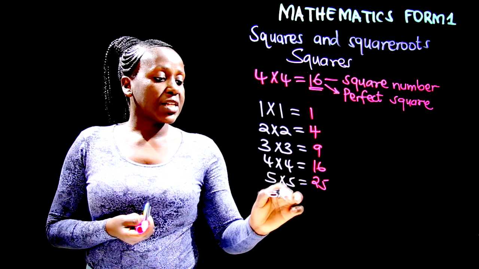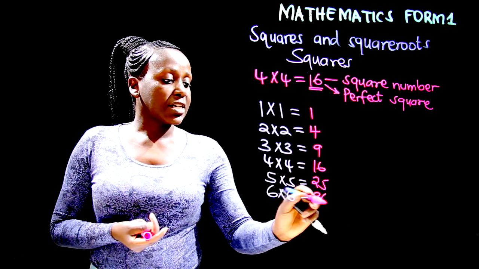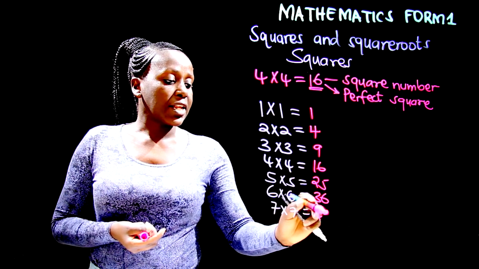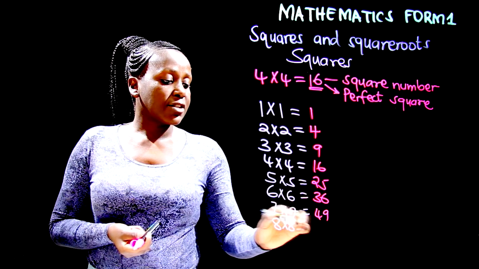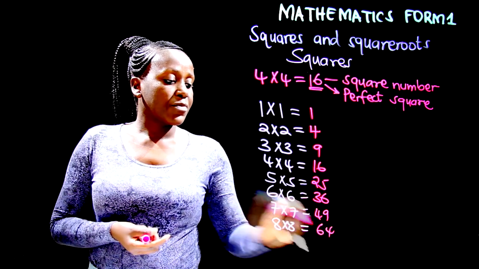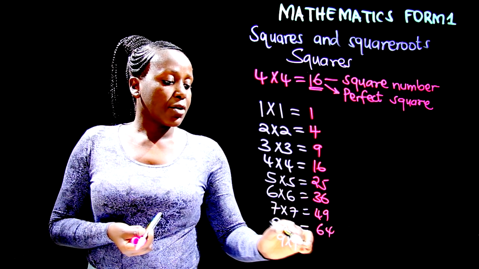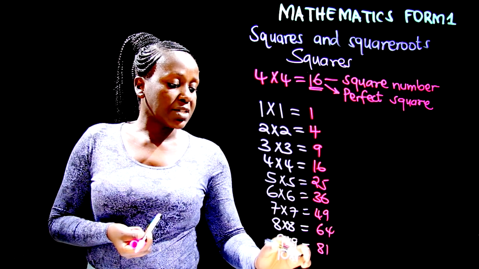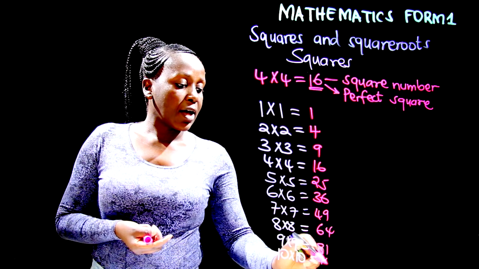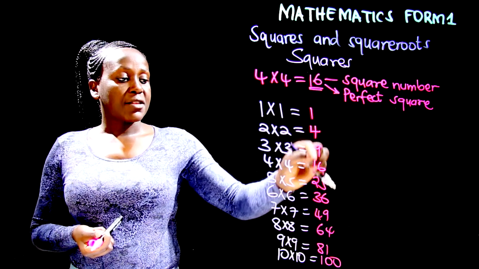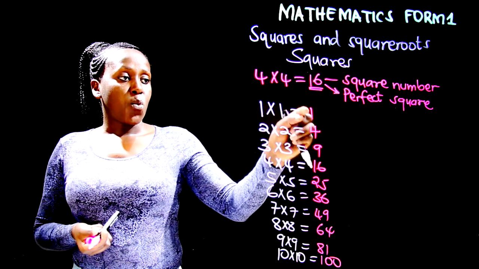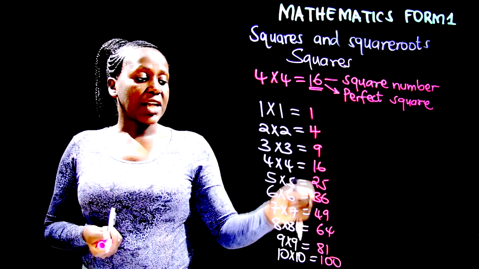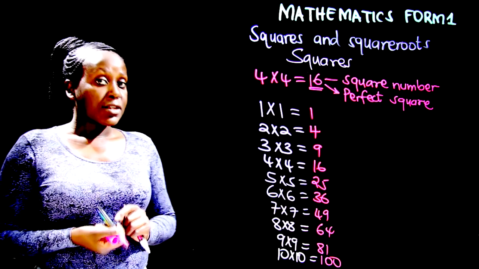6 times 6, we obtain 36. 7 times 7, we obtain 49. 8 times 8, we obtain 64. 9 times 9, we obtain 81, and then finally 10 times 10, we obtain 100. So these are the first 10 square numbers: 1, 4, 9, 16, 25, 36, 49, 64, 81, and 100.